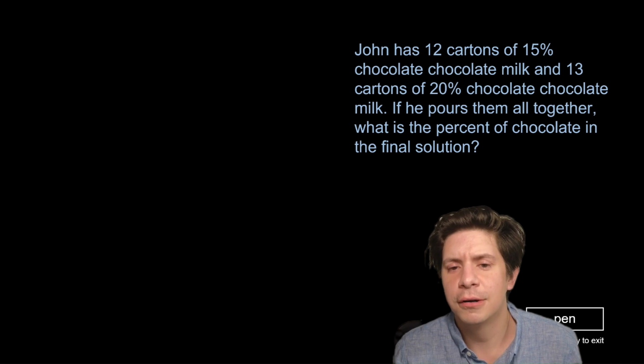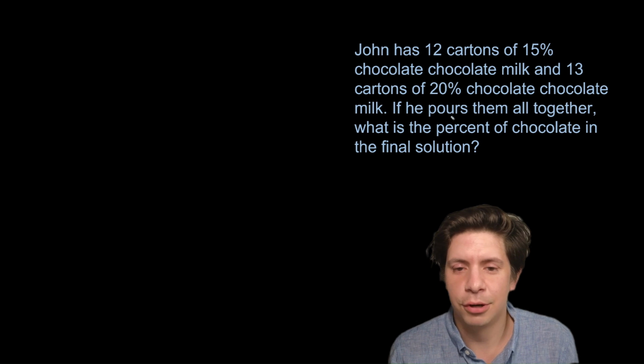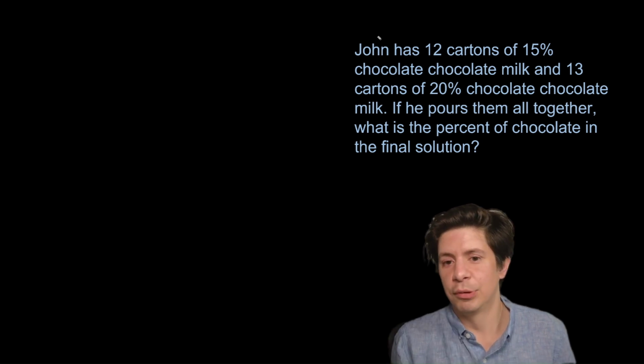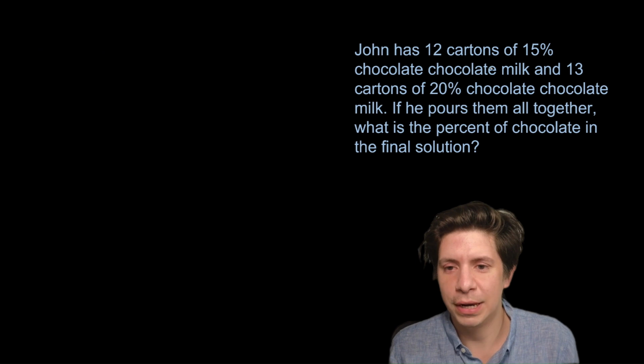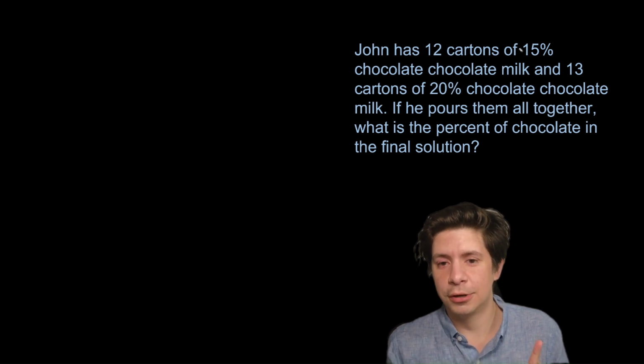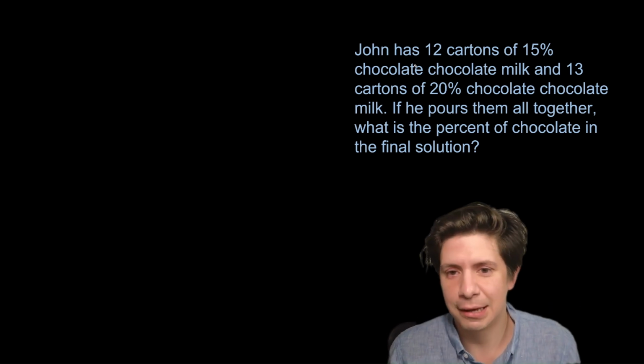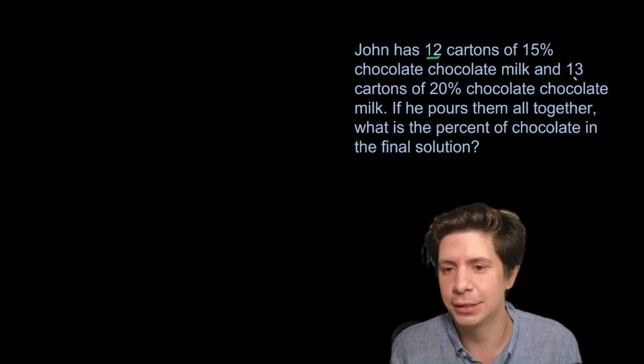John has 12 cartons of 15% chocolate milk and 13 cartons of 20% chocolate milk. If he pours them all together, what is the percent of chocolate in the final solution? Okay, so what people would want to do is do 15 and 20, average them out, and get 17.5. But that would be if you had one carton and one carton, or an equal number of cartons and an equal number of cartons. But this is slightly unbalanced because there's 12 here and 13.